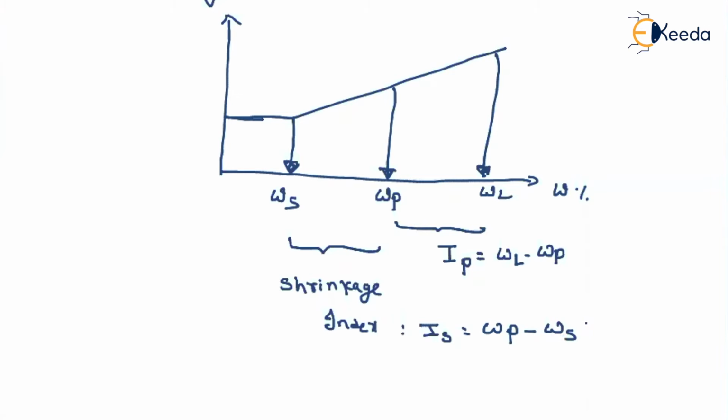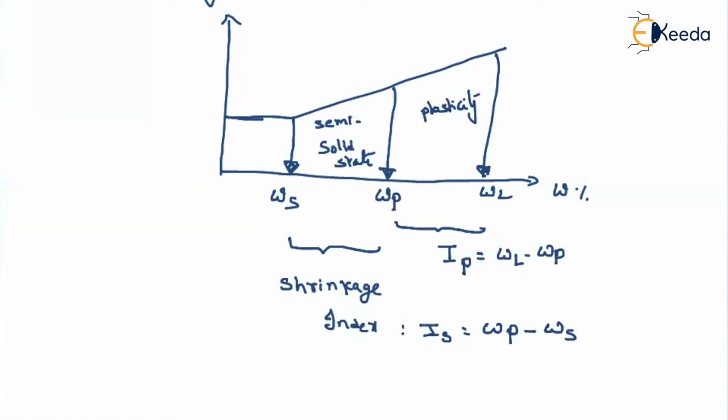Okay. So if it is the shrinkage index, then we are finding the change in water content in the semi-solid state. Here it is in the plastic state. So plasticity index is nothing but WL minus WP. Shrinkage index is nothing but WP minus WS.